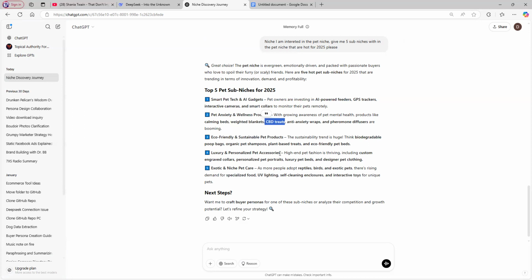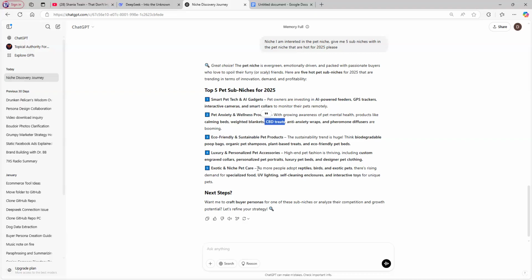Luxury and personalized pet accessories. That's typical. Engraved collars, pet portraits, pet beds, designer pet clothing. Really research the pet clothing, because what you think your target market is for the pet clothing, you might be wrong. Because I built a dog clothing store and I was really surprised at who my target market ended up being. Exotic and niche pet care.